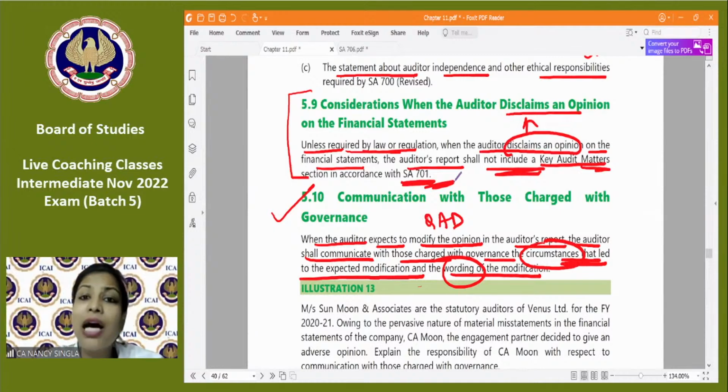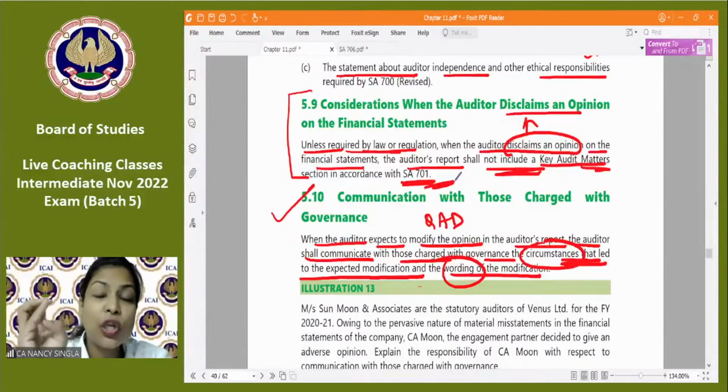EOM, ठीक है। Other matter क्या है? अब ये EOM तो किस लिए था? Fundamental to users' understanding of financial statement. Other matter क्या है? इन matters के अलावा which are not disclosed in financial statement, but auditor feels that these are relevant for the users' understanding of audit, कि audit कैसे हुआ था, auditor की क्या responsibility है, audit report.